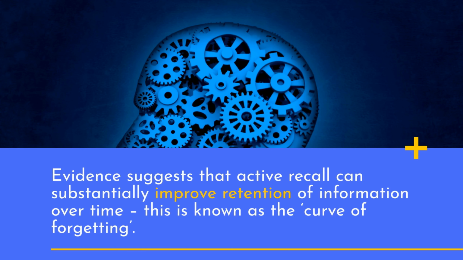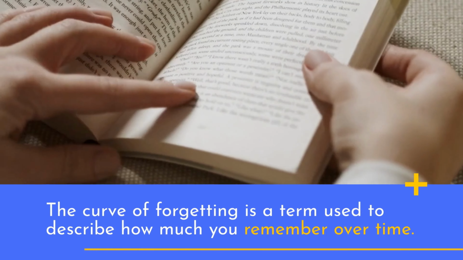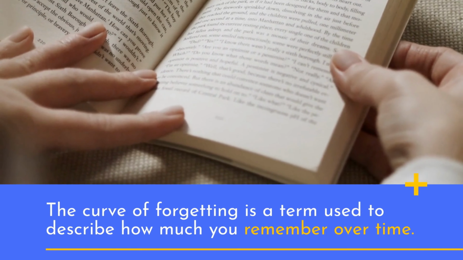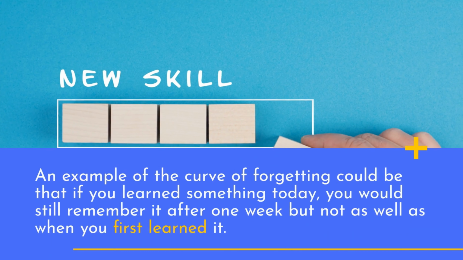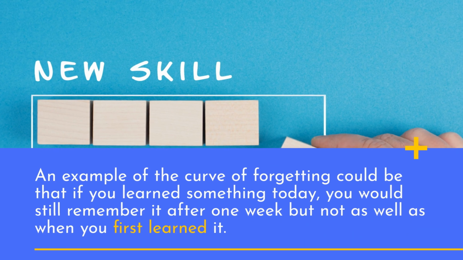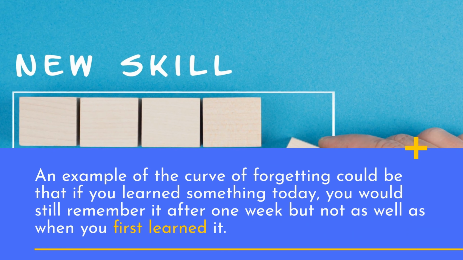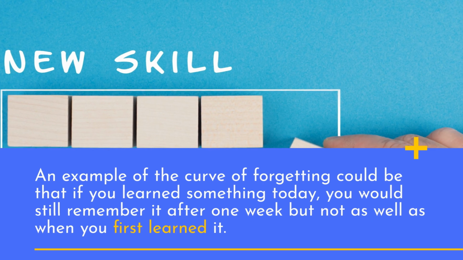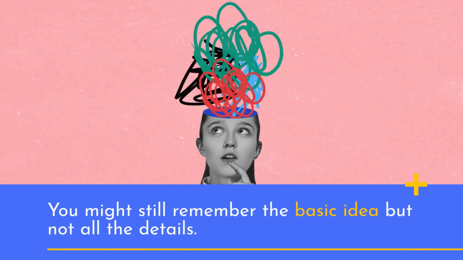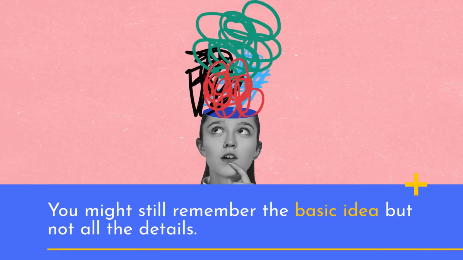This is known as the curve of forgetting. The curve of forgetting is a term used to describe how much you remember over time. An example of the curve of forgetting could be that if you learned something today, you would still remember it after 1 week, but not as well as when you first learned it. You might still remember the basic idea, but not all the details.